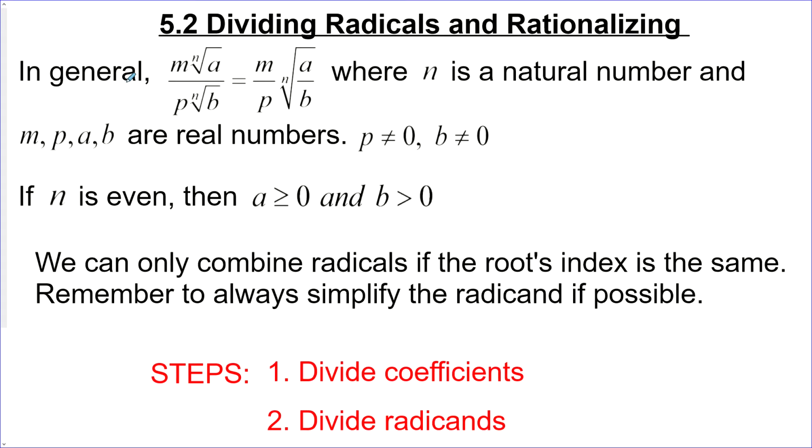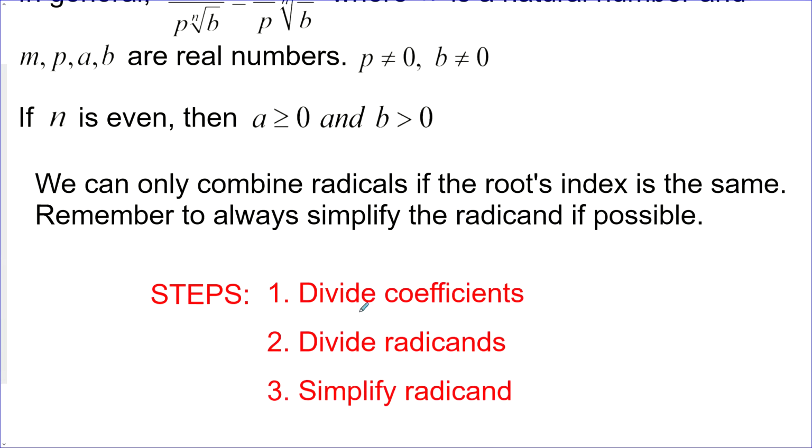5.2, dividing radicals and rationalizing. When we divide radicals, it's going to work just like when we multiplied radicals. We're going to divide the coefficients and divide the radicands separately. And you can simplify after, or you could try in some questions, simplifying first and then dividing. We've got a denominator, so of course we have to watch out for zeros in the denominator.